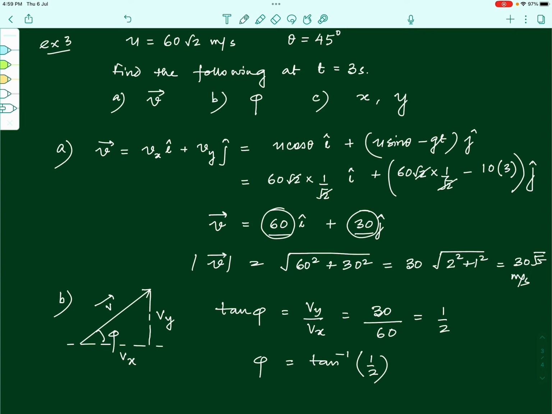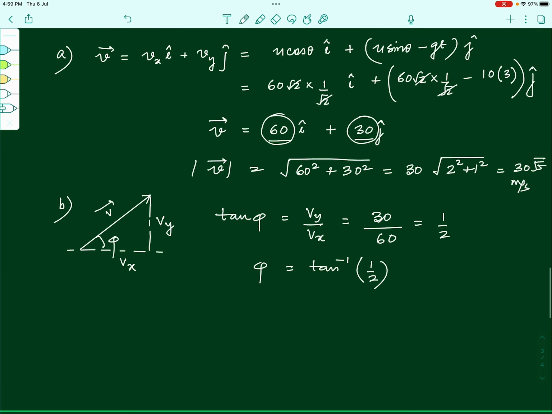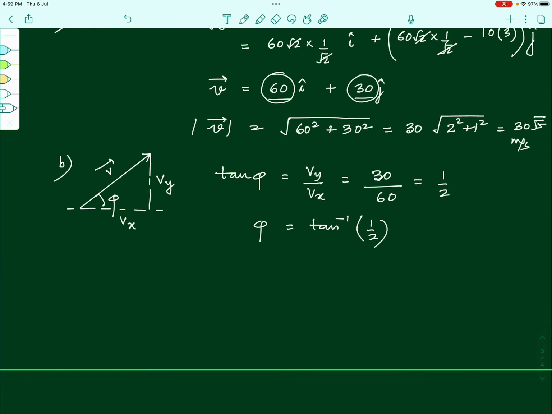The third part of the question is finding out the x and the y displacements of the projectile for the given u and theta. So, we can just use the expressions one by one. The x displacement of the projectile, if we recall, is given by ux into t, the velocity of the projectile along the x direction times the time, because it is a uniform motion along the x axis, which is 60 as we have found here, into t, that is 3. So, this comes out to be a direct 180 meters.